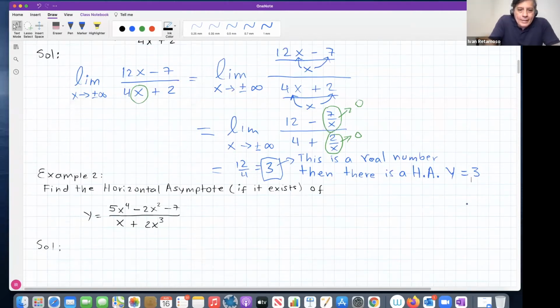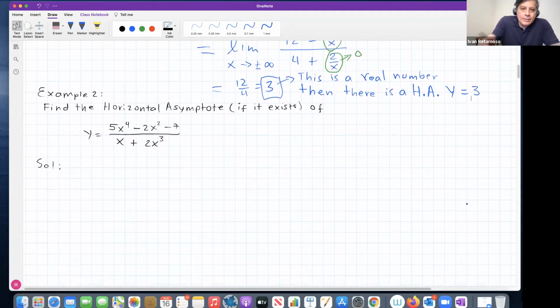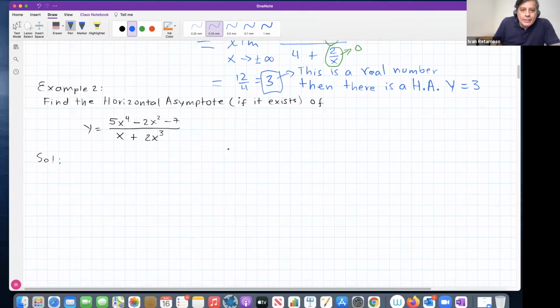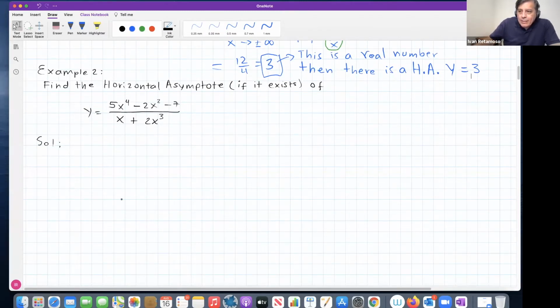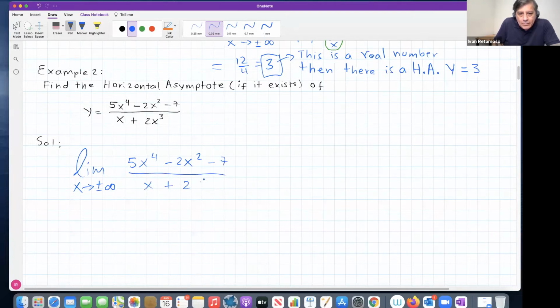All right. Now, suppose they ask you again the same question: find the horizontal asymptote, but between parentheses they write if it exists, of this. If we follow the same method, we take the limit as x approaches plus or minus infinity of this function, 5x to the 4 minus 2x squared minus 7 over x plus 2x cubed. We identify the largest power of the denominator, which is x cubed, and we proceed with our method to figure out if this is going to lead us to a real number or not.